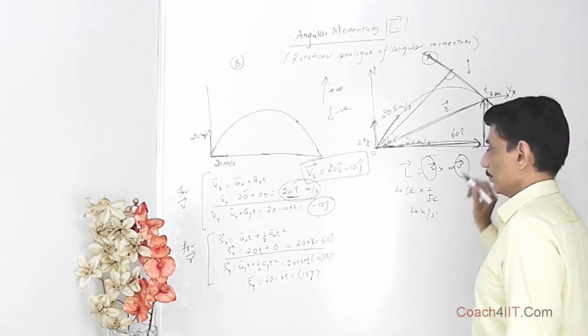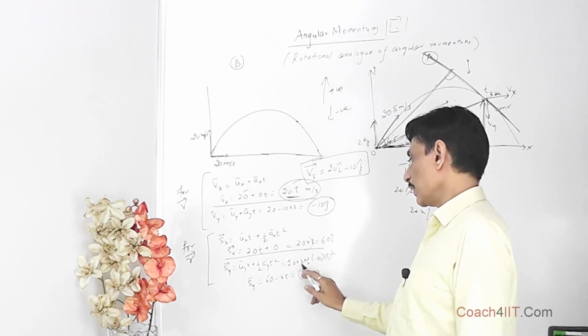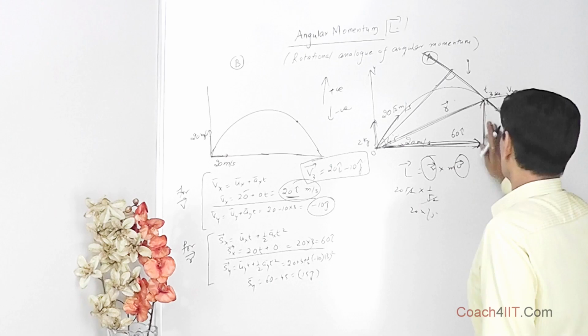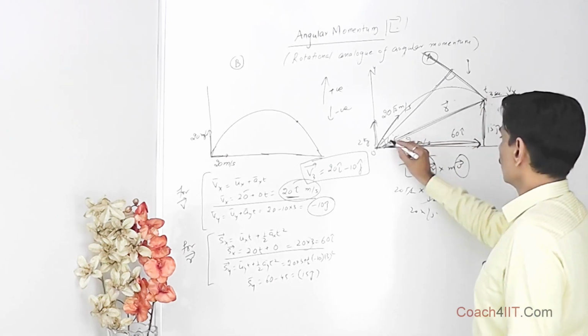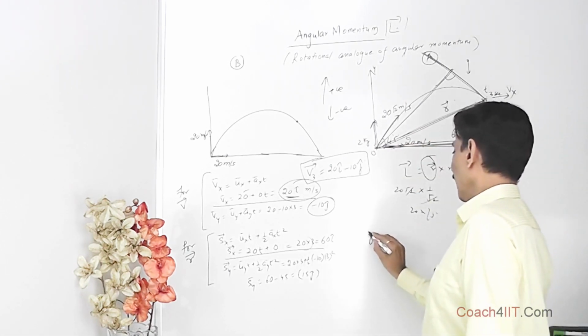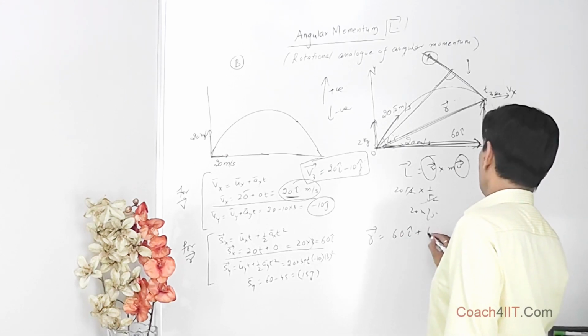Now Sy is equal to uyt plus half ayt square. So 20 into 3 plus half of this thing comes out to be 15 j cap. So what is this r? By the triangle of vector addition, this vector is equal to this vector plus this vector. So the r vector, in vector notation, is 60i plus 15j.